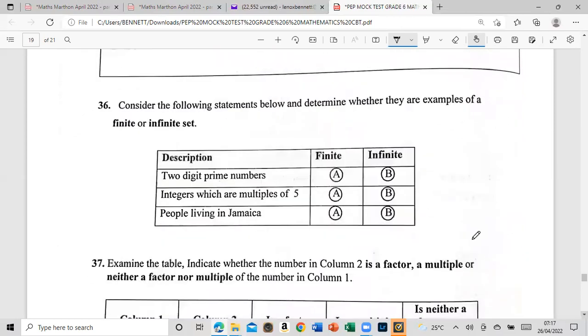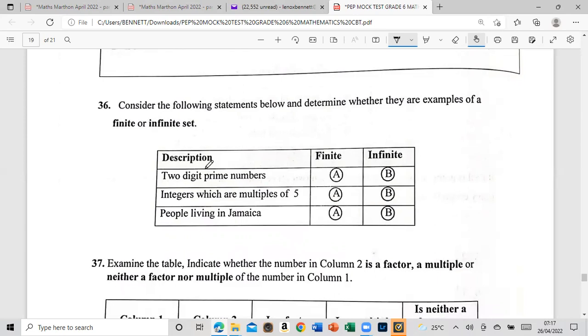Read the instruction very carefully, guys. Question 36 says, consider the statements below and determine whether they are examples of a finite or infinite set. Now, a finite set is countable, meaning it has a limit. Infinite means up to infinity. There's no end. So I just wanted to clarify that.